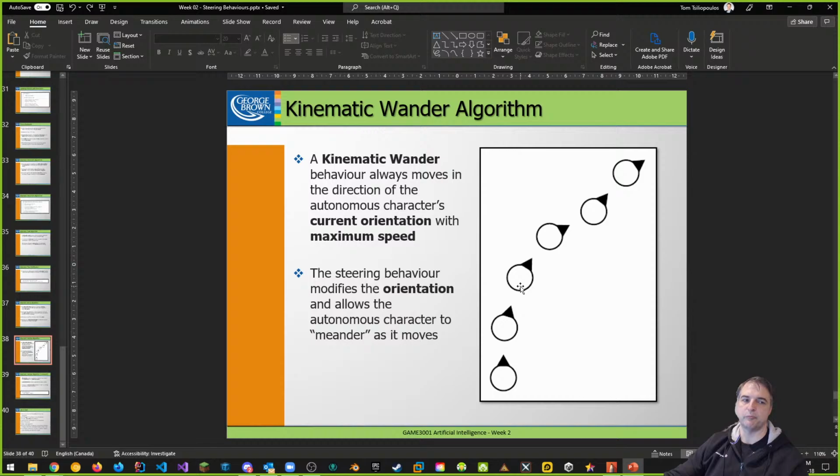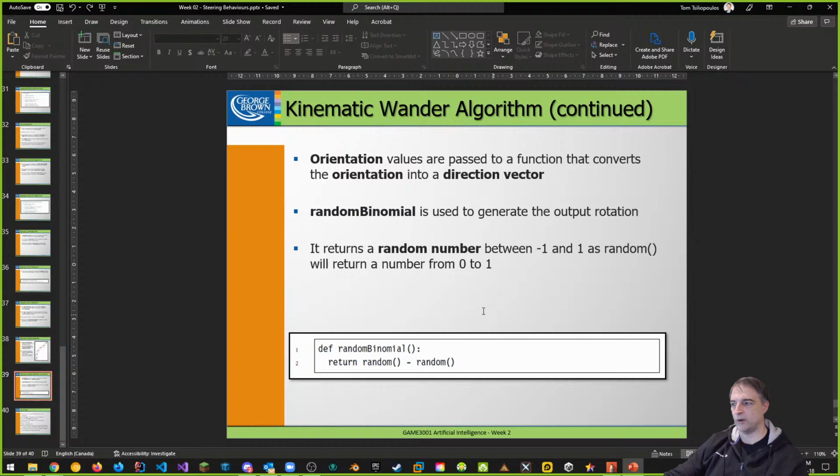The way to do that is that you continuously change your orientation over a number of frames. We use something called a random binomial, and we generate a number between -1 and 1, where -1 is a rotation to the left and 1 is a rotation to the right, and we do this every X number of frames so that it looks like we're wandering. If we change the direction every single frame, there'll be a lot of jittering, which won't look natural. So we have a delay, usually a random number of frames that we wait, so that it's not so jittery. And that is kinematic wandering.